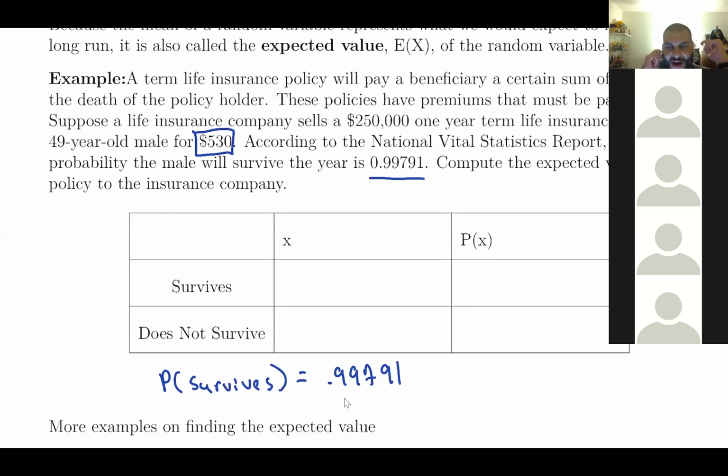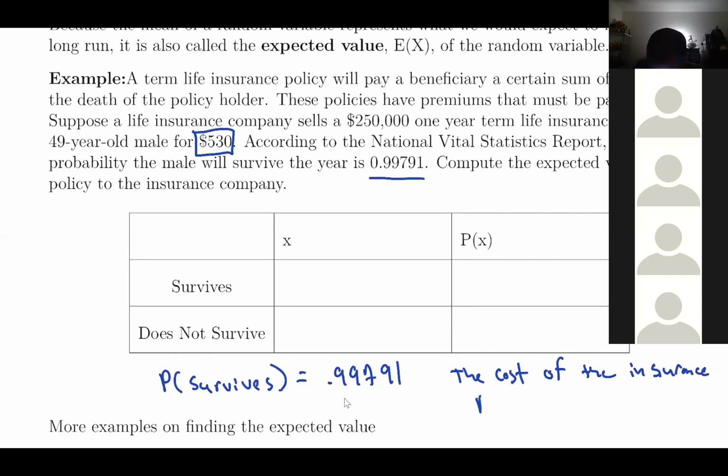Alrighty then. So what does the 530 represent? Right now, I don't want any X or P of X. I just want to know what that means. Well, it's the cost of the insurance. All right, so that's the cost of the insurance policy. Perfect.